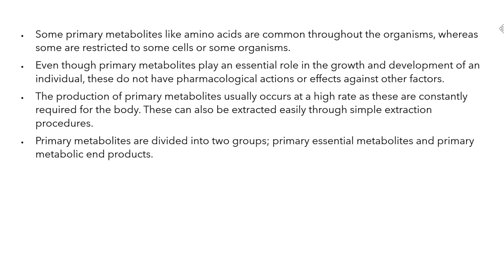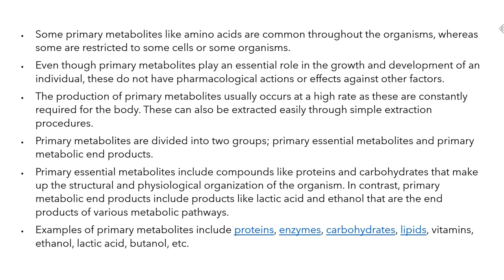Primary metabolites are divided into two groups. First is primary essential metabolites, and the second is primary metabolic end products. Primary essential metabolites include compounds like proteins and carbohydrates that make up the structural and physiological organization of the organism. Proteins and carbohydrates are used for the formation of the structural and physical organization of the organism.